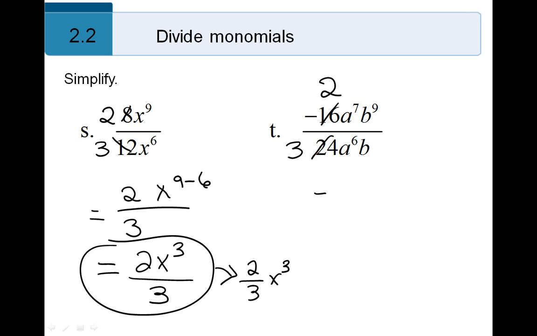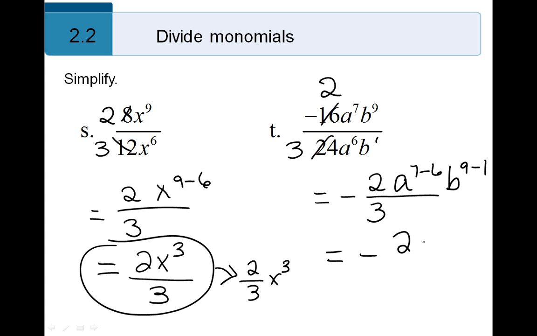So once again, let me draw my division bar. My answer is going to be negative. I'm just going to go ahead and keep my negative right out front, which is fine. My 2 is on my numerator. I have a 3 down here. On top, I'm doing a to the 7 minus 6 and b to the 9 minus 1. There's an implied 1 on the b as an exponent. So my final answer will be negative 2ab to the 8th over 3.